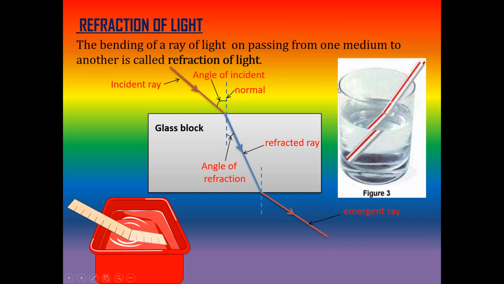Now an observation, for example: if you fill a glass with water and put in a straw, you will see that the straw appears to bend. Or if you place a ruler inside a bucket, you will see that the ruler appears to be bent. So why does this appear bent? That is mainly due to refraction. I will explain how it happens.